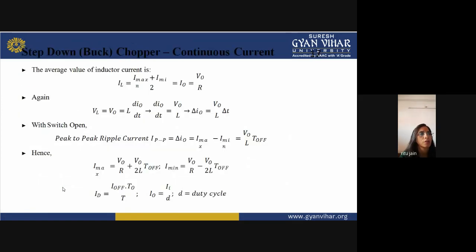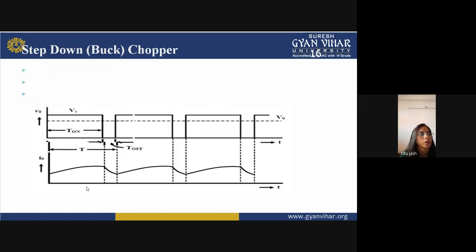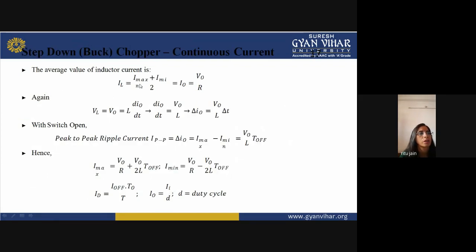Now let's come to the continuous current mode. You can represent the load current by this equation. You can see from the diagram that this is your I maximum current, and this is your I minimum current. So total current is equal to I maximum plus I minimum, which is equal to I naught, which can be represented by V naught by R.